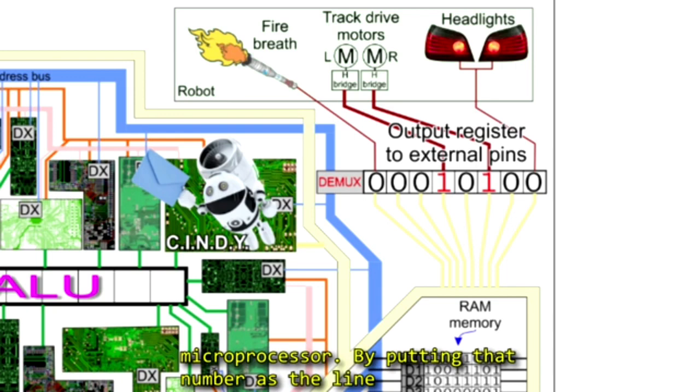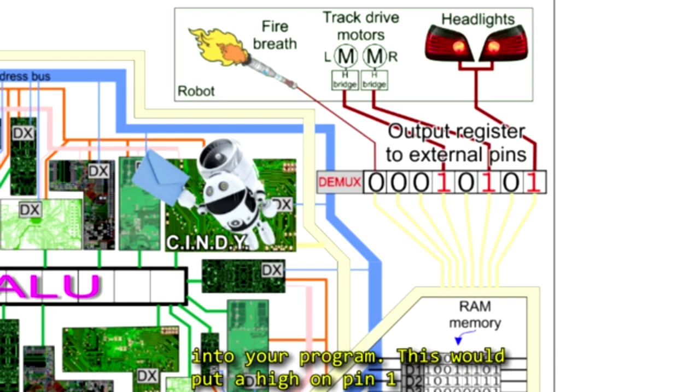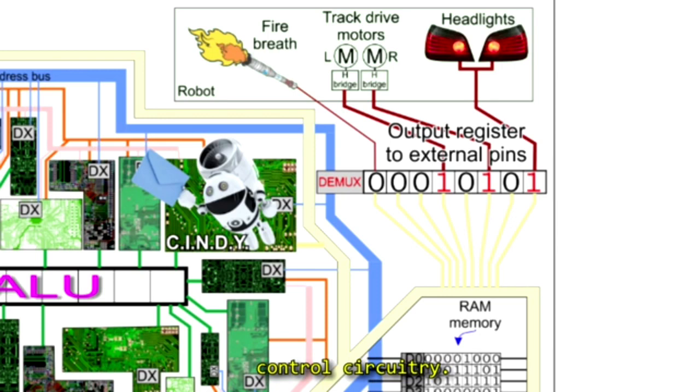By putting that number as the line in your program, you turned on those two motors, but not any other two motors or lights on your robot, which were connected to the other pins. If you had wanted to turn on the robot's headlights as well, you had them connected to pin 1. So you would have instead written in a binary number of 00010101 into your program. This would put a high on pin 1 as well, turning on the headlight control circuitry.